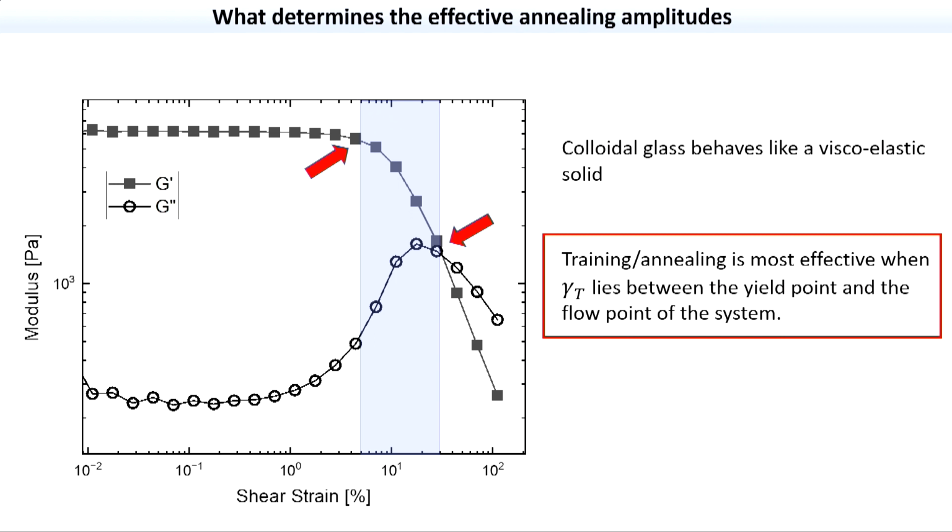So what is the significance of the yield point? This region is the linear viscoelastic region. In the linear region, if you apply a training of that amplitude, it doesn't have any effect. So it requires some amount of nonlinearity, which comes just beyond the yield point. You can increase the nonlinearity, but there is another point, the G prime, G double prime crossover, that is the flow point beyond which the system becomes more fluid-like. If you cross this and go to the fluid-like region, this training is again not very effective. So this is the sweet spot where you have to train the system, and somewhere in the middle of this region, you can maximally anneal the system.